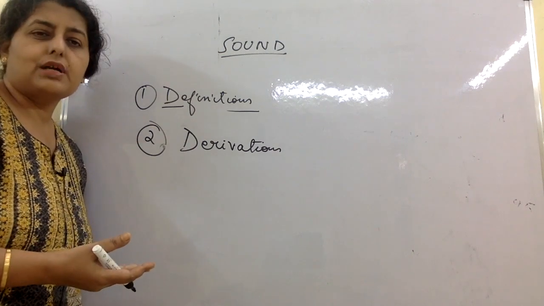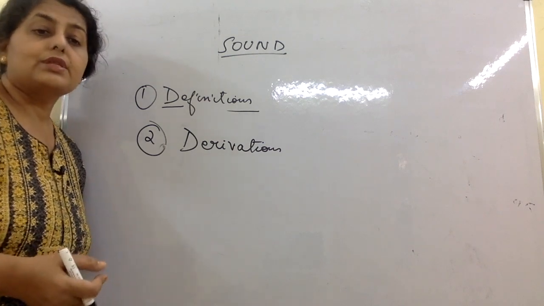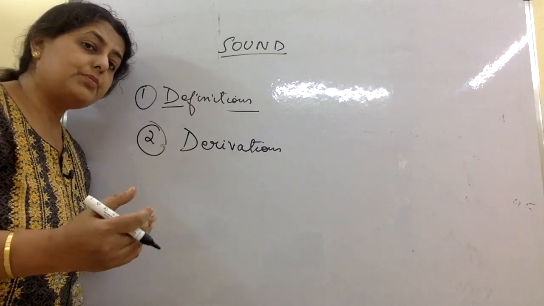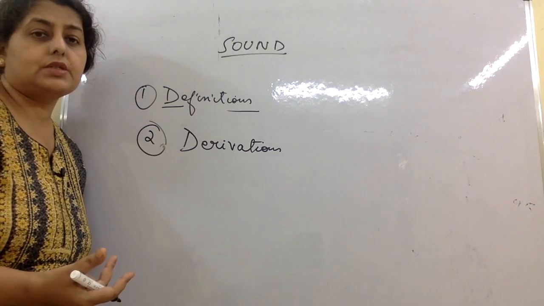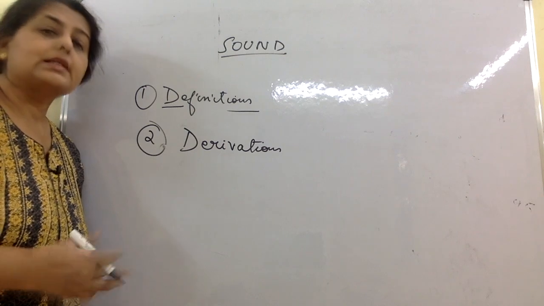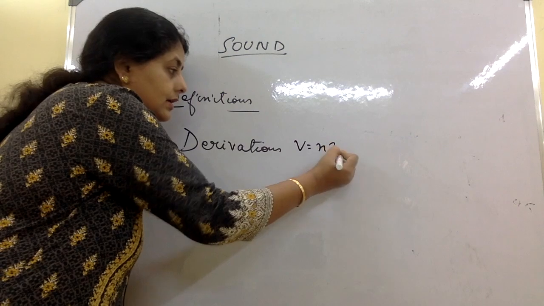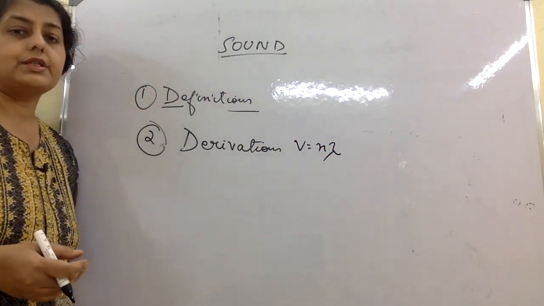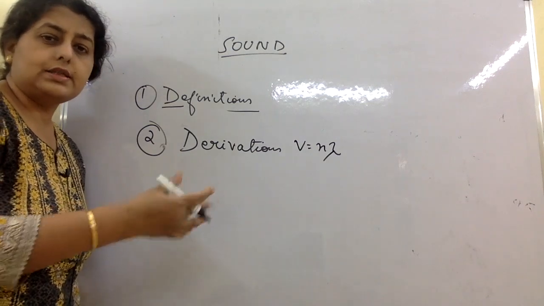What derivations do you have in sound? In sound we have the derivation of the minimum distance of distinct hearing. Derive the minimum distance of distinct hearing for a sound. Things like this. You can also be asked to derive v = nλ. Remember that, sometimes they can even ask for this. So these are the different derivations they might ask in this chapter.